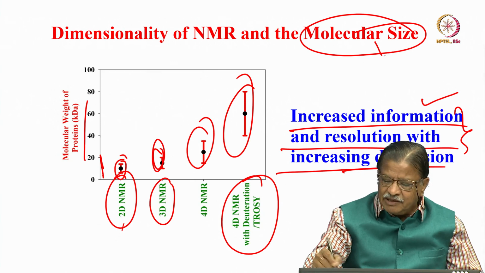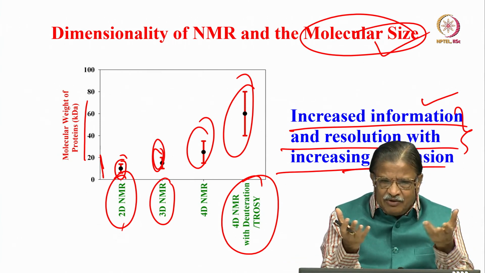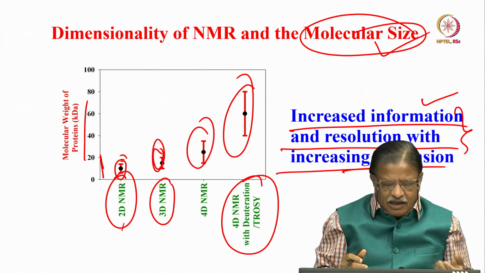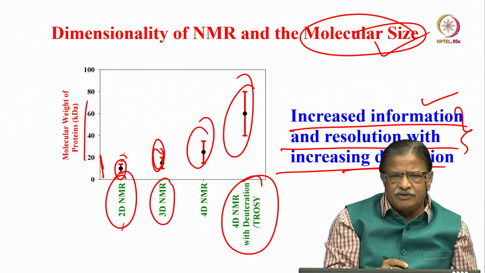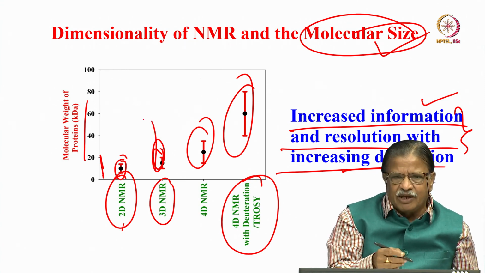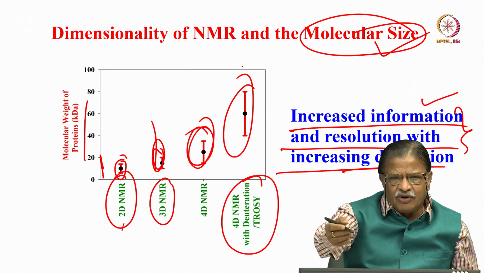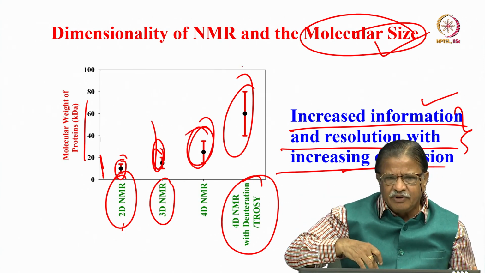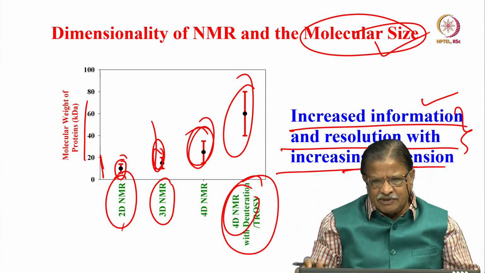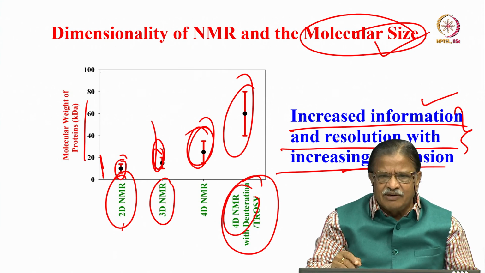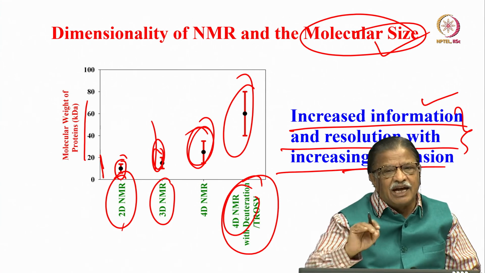And also I said it depends upon the molecular size. For a small molecule, 1D NMR, you can get a spectrum in 5 minutes, or if you go to 2D NMR, you can go up to molecular weight of 0 to 20 kilodaltons, and for 3D NMR slightly more, you can go up to 40, and above 40 to 50 or 60 you can go to 4D NMR. If you go to an even higher molecular size of protein, above 50 or 60 kilodaltons, you may have to go to 4D NMR with another special experiment. So you get increased information with increased resolution as you go to increased dimensionality.